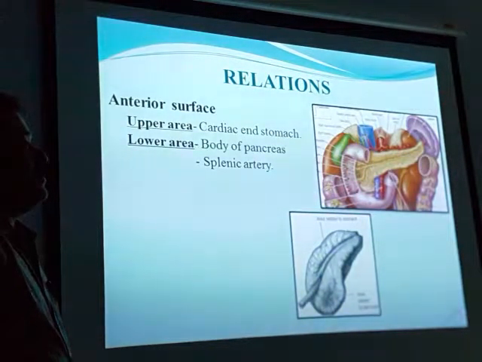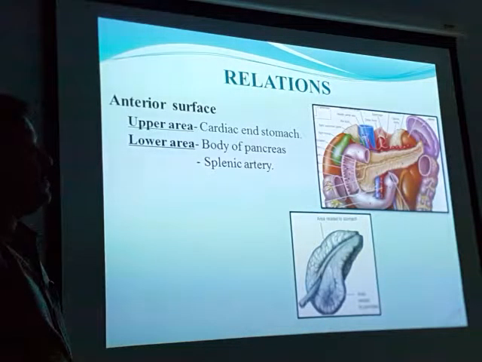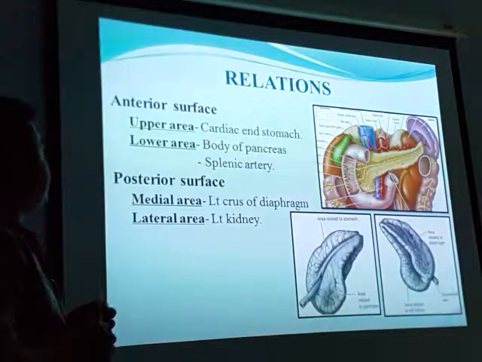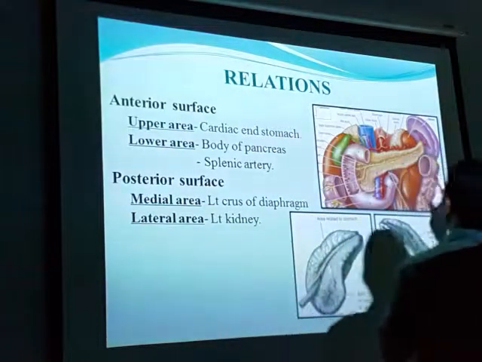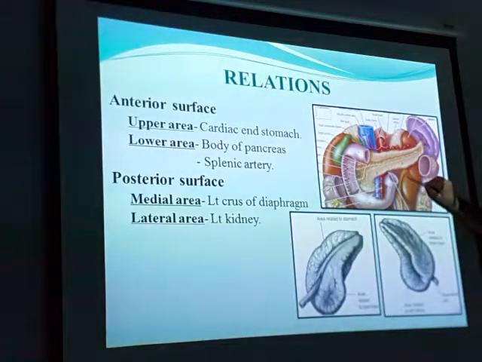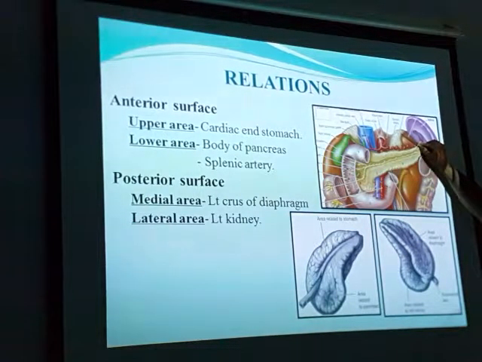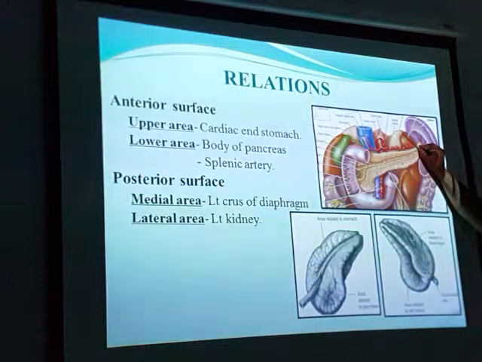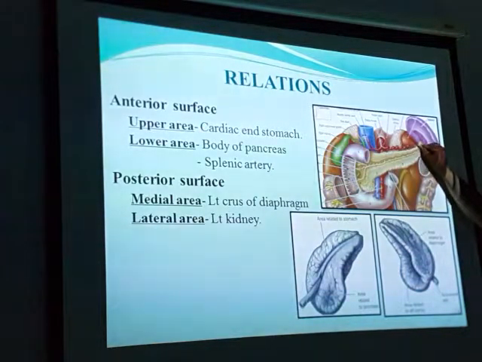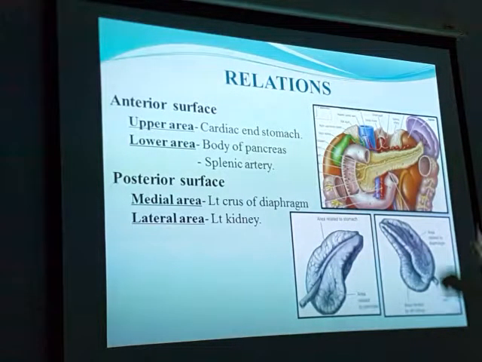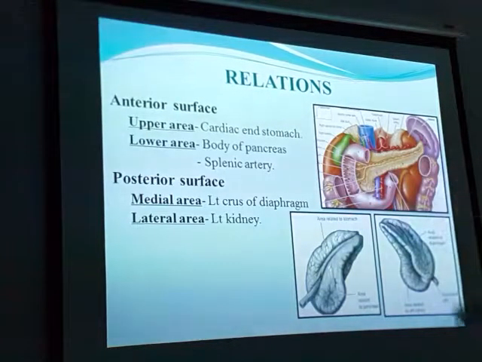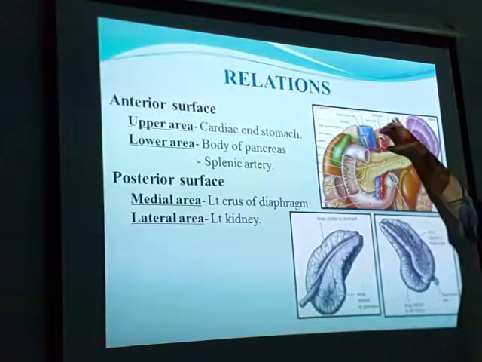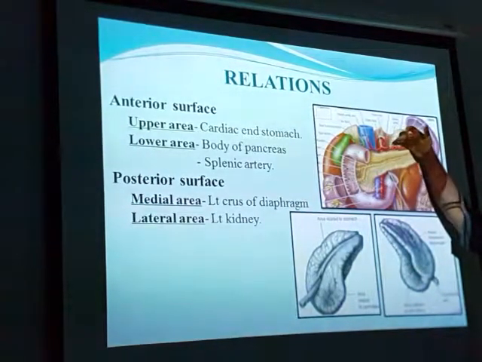Next is about the relations of the left suprarenal gland. It has the anterior surface and the posterior surface. On the anterior surface, here is the left kidney, isn't it? The upper pole of the left kidney, and this is the left suprarenal gland, which is semilunar in shape. The upper area is related with the cardiac end of the stomach, which is supposed to be present here.